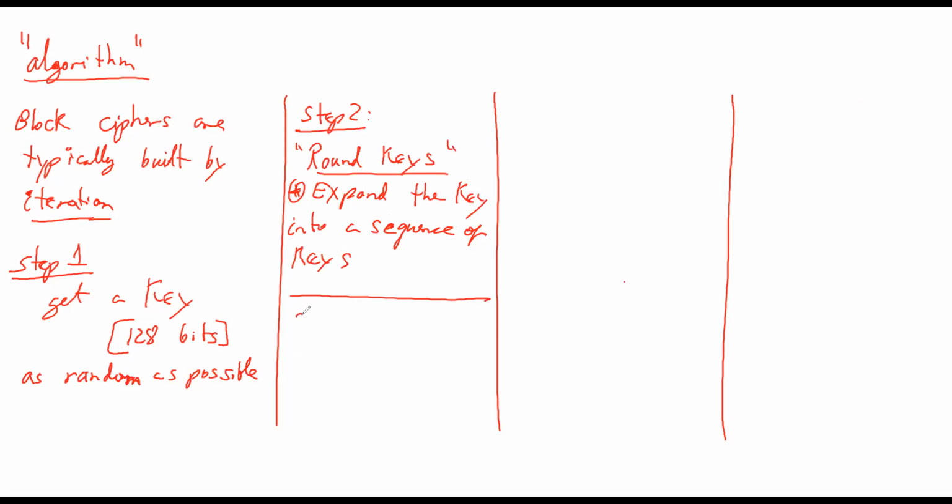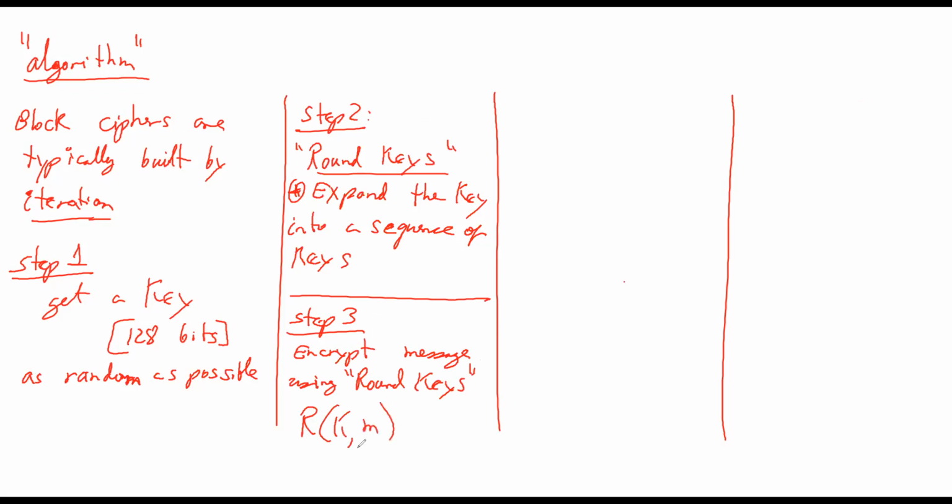Then step three, look at step three. You're going to now encrypt the message. So the message is encrypted using these keys. Encrypt message using round keys. Okay, so here we have R given K given the message, right? And that's sort of the algorithm of the round keys. You just give it the original key. You give it the plain text message in this case.